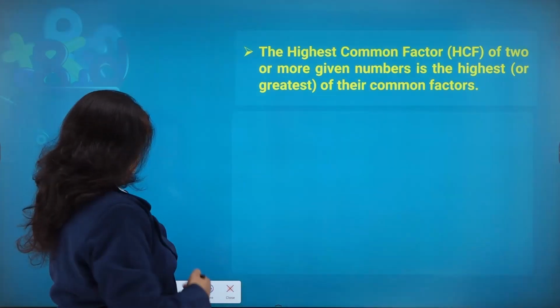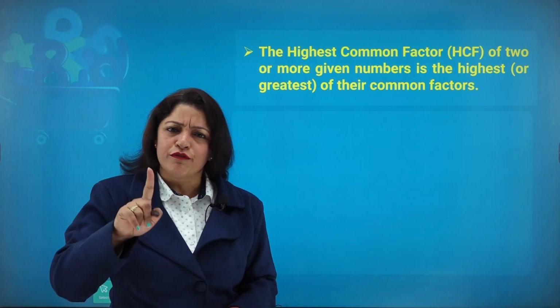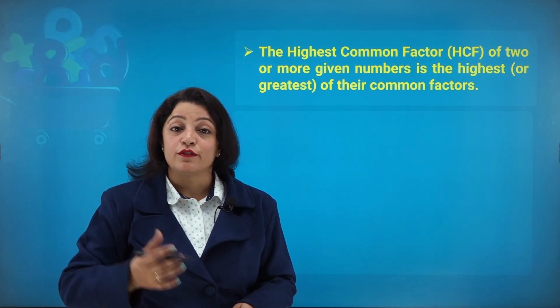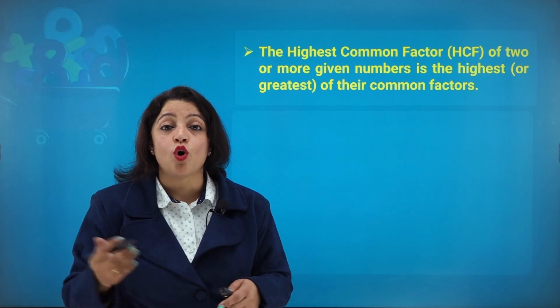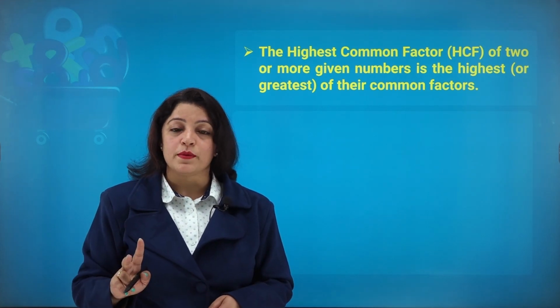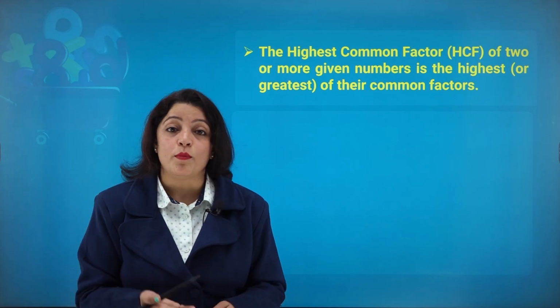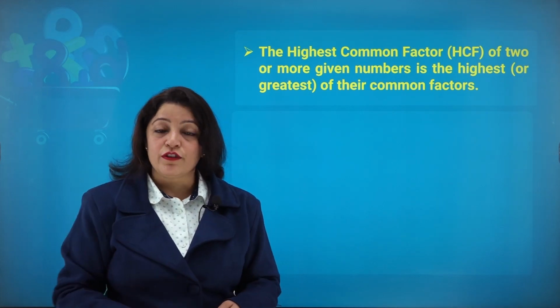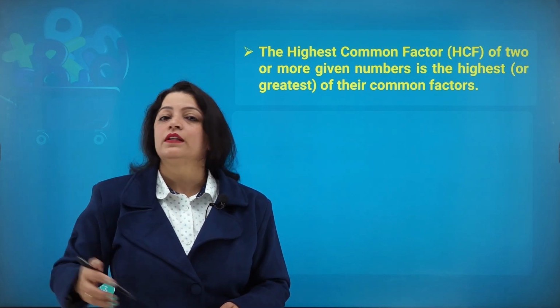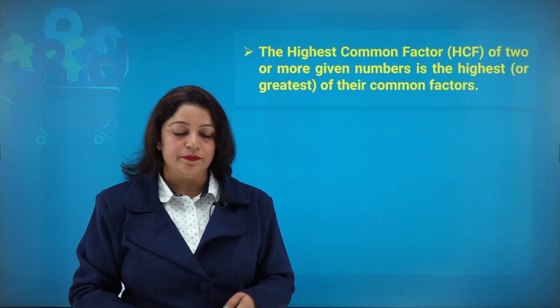Okay, let me ask one thing here. Can we find HCF of one number? No. For one number we can find the factors. For finding something common, at least we need 2 numbers, because if there are no 2 numbers, for what will we find the common thing? Right? So whenever we find HCF, we must have a minimum of 2 numbers. There can be more than that as well.